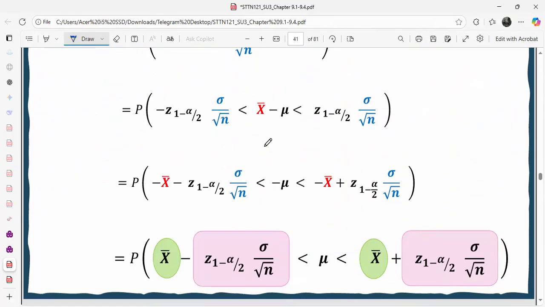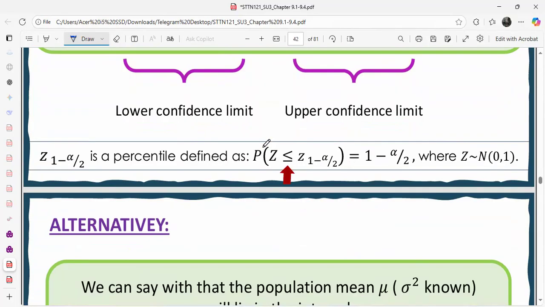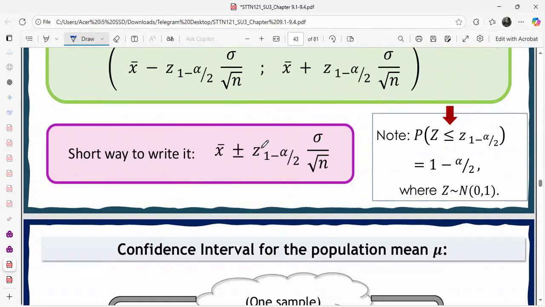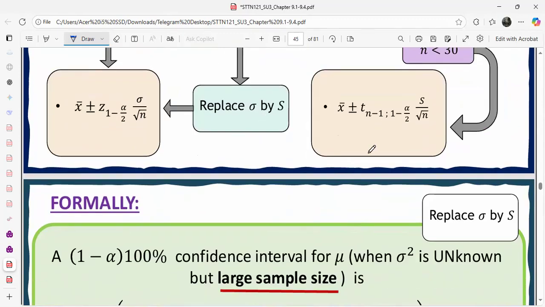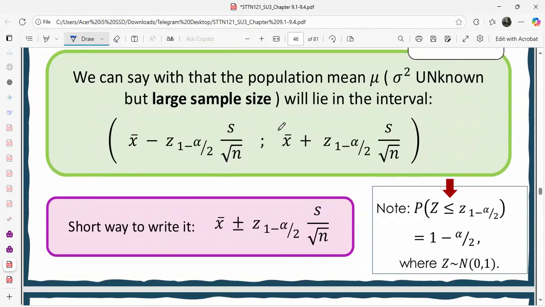So I'm just going to check. I want at least one question so I can show you. We talked about this formula.